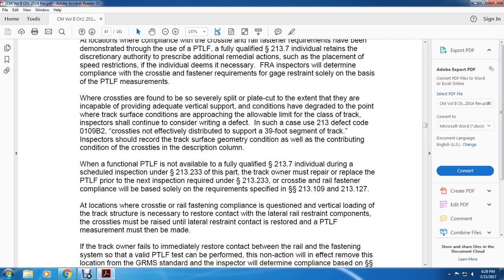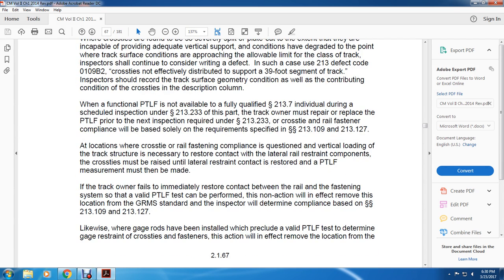When cross ties are found to be severely split, with plate cut, such that they are incapable of providing adequate vertical support, and they have degraded to the point where the track surface condition is approaching the allowable limit of the class of track, inspectors should institute a defect, writing the defect and specification using the 213 defect code 0109B2, cross ties effectively distributed to support a 39-foot segment of the track. Inspectors should record the track surface geometry condition as well as the contributing condition of the cross ties in the description column.